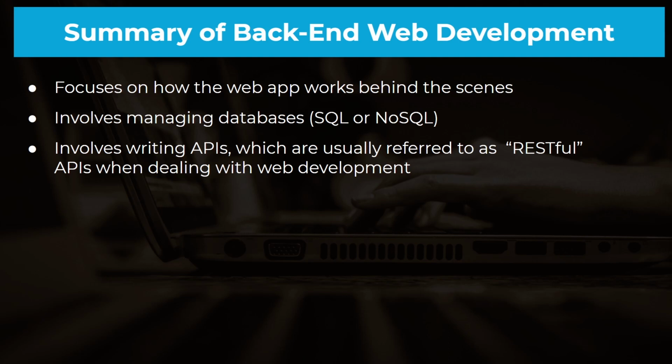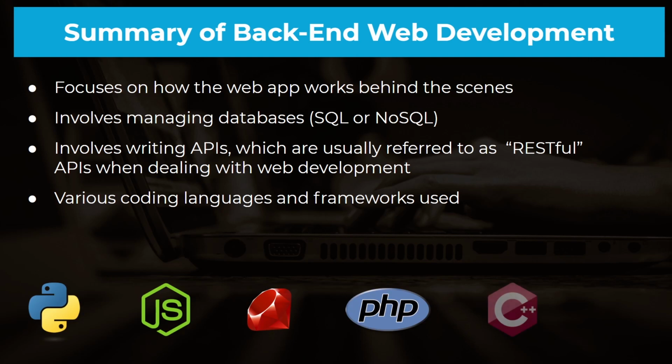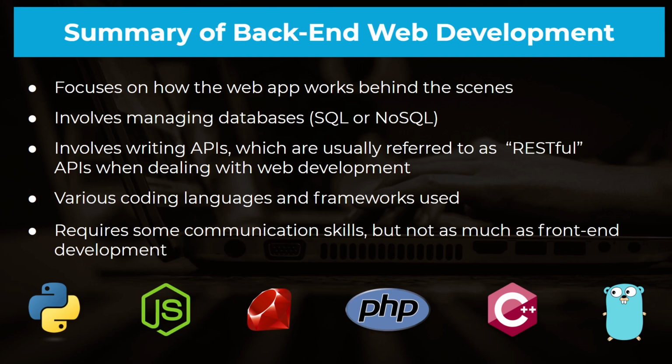And backend development can use any coding languages, but some common ones are Python, JavaScript, Ruby, PHP, C++, Golang, all that kind of stuff. These languages could also have frameworks. Python has something called Flask, and JavaScript has various frameworks such as Nest.js. And all of these different languages can have different frameworks that you might be working in. And then finally, backend development requires some communication with front-end developers, but communicating is far less important than if you were a front-end developer. Now, I've gone through front-end development and back-end development, but what is full-stack development?